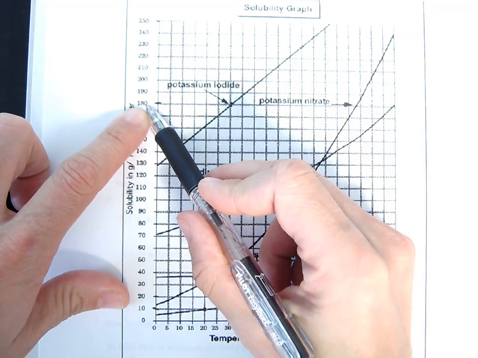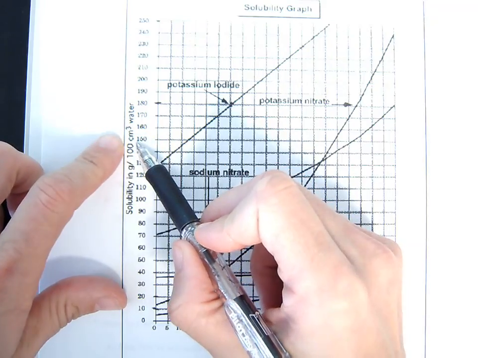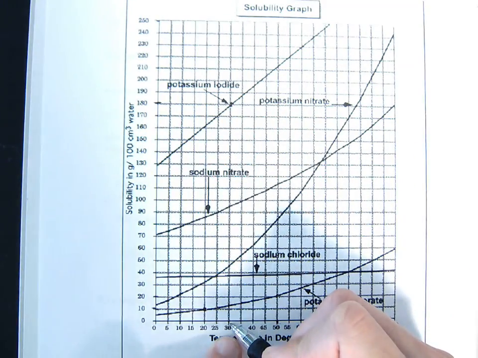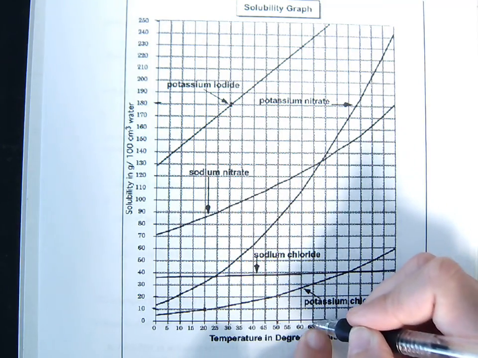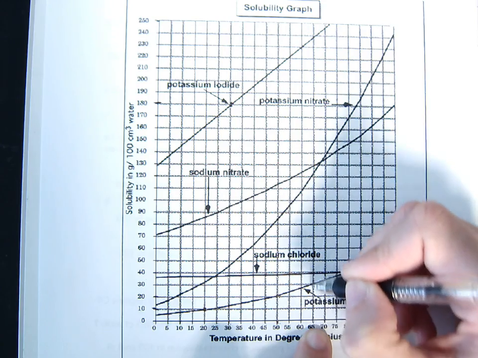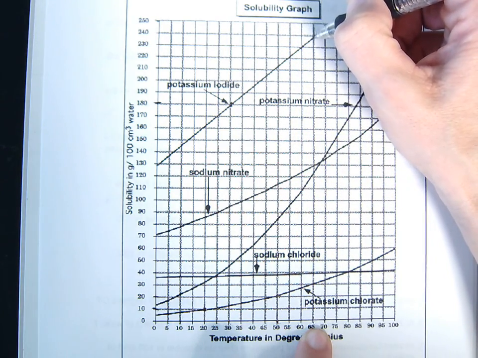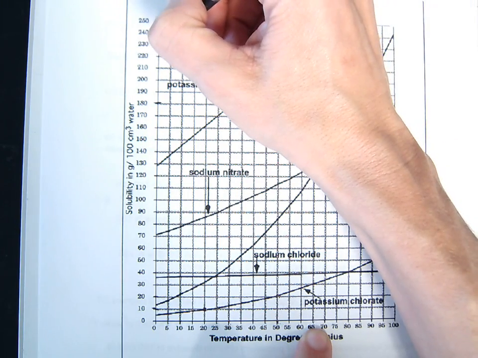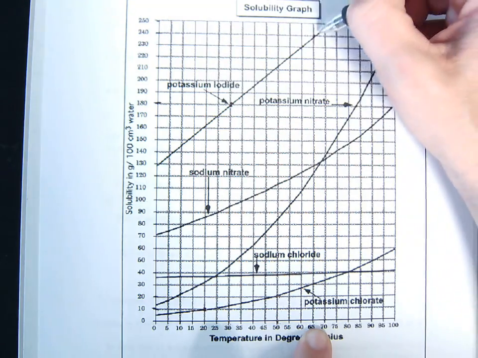So this is the maximum amount of potassium iodide that can dissolve in 100 cubic centimeters of water at this particular temperature, which is 30 degrees. If we then heat that up and go up here to 65 degrees, we go 65 all the way up here to see where it intersects with potassium iodide, close to the top, we can see that 240 grams of potassium iodide is the solubility.